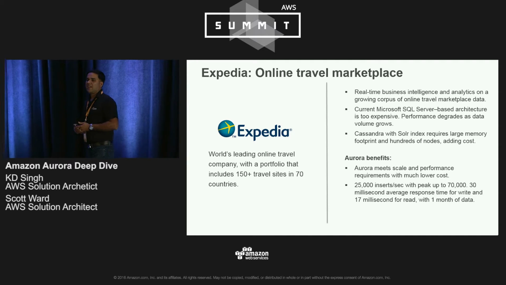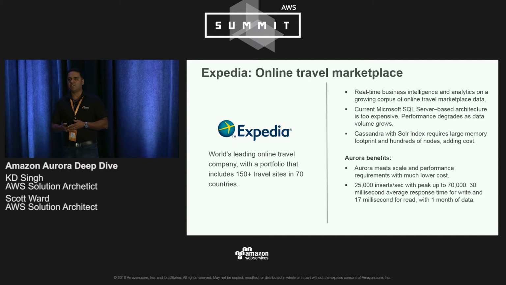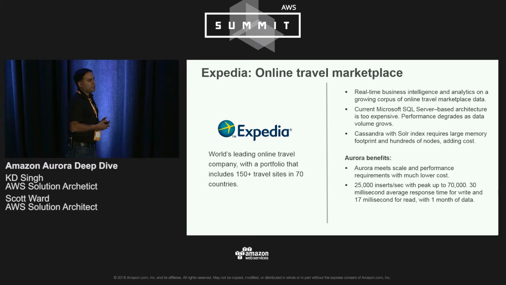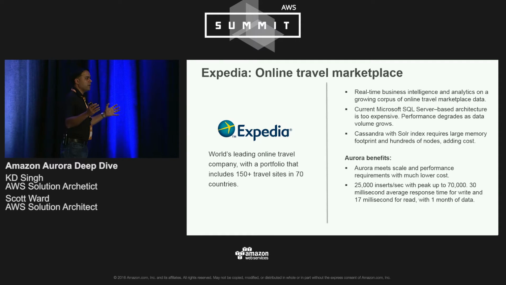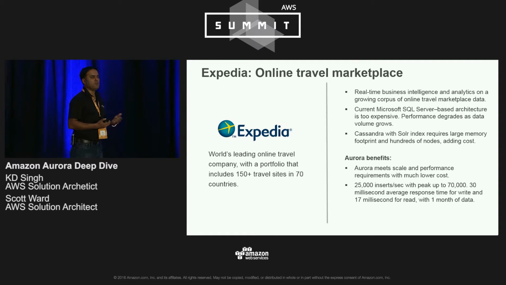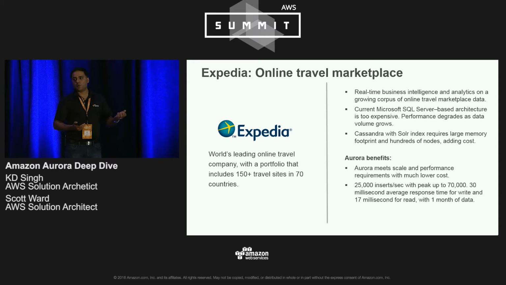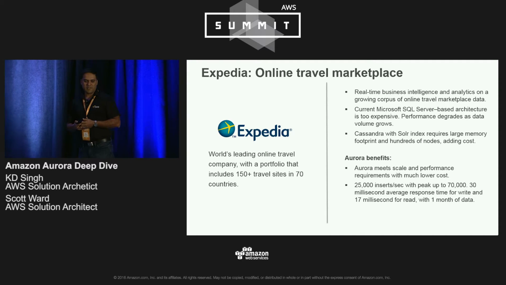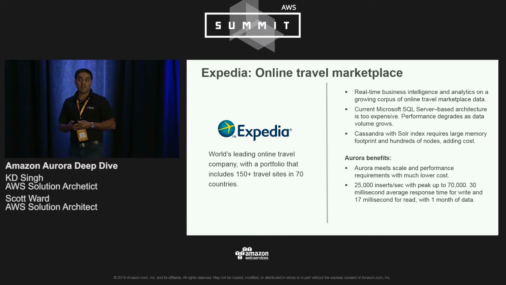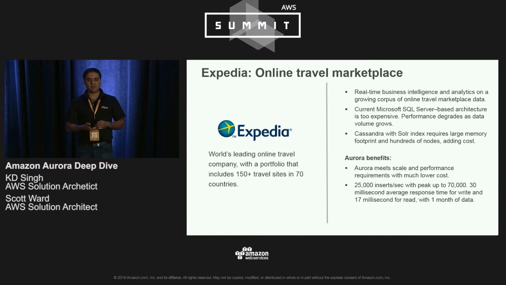They looked at leveraging Cassandra with Solr Index, but to get the amount of performance they needed, the memory footprint had to be huge, so the number of nodes they had to deploy for such a solution made it very costly. With Aurora, they were able to scale effortlessly to the amount of performance they wanted, and they got to do it at a much lower cost point as well.